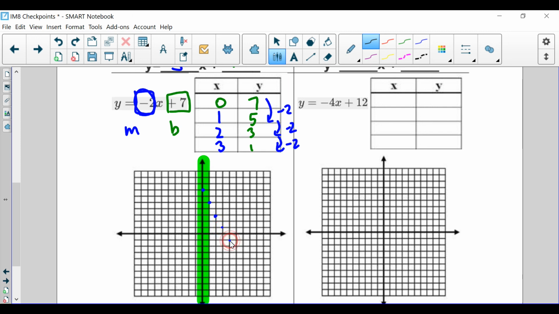And you can kind of just keep going if you'd like, or you can just stop and draw your line so it looks like this. Helpful thing is to write the arrows. These lines continue on and on forever.